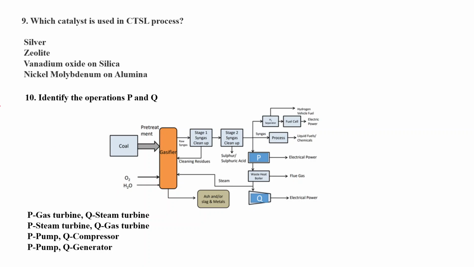Coming to which catalyst is used in the CTSL process? The answer is nickel molybdenum on alumina.